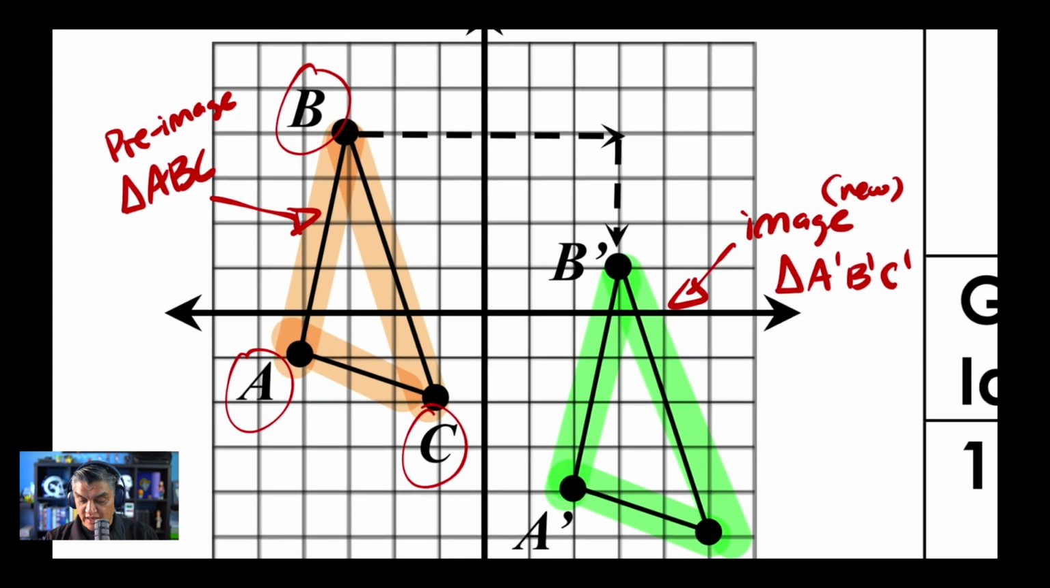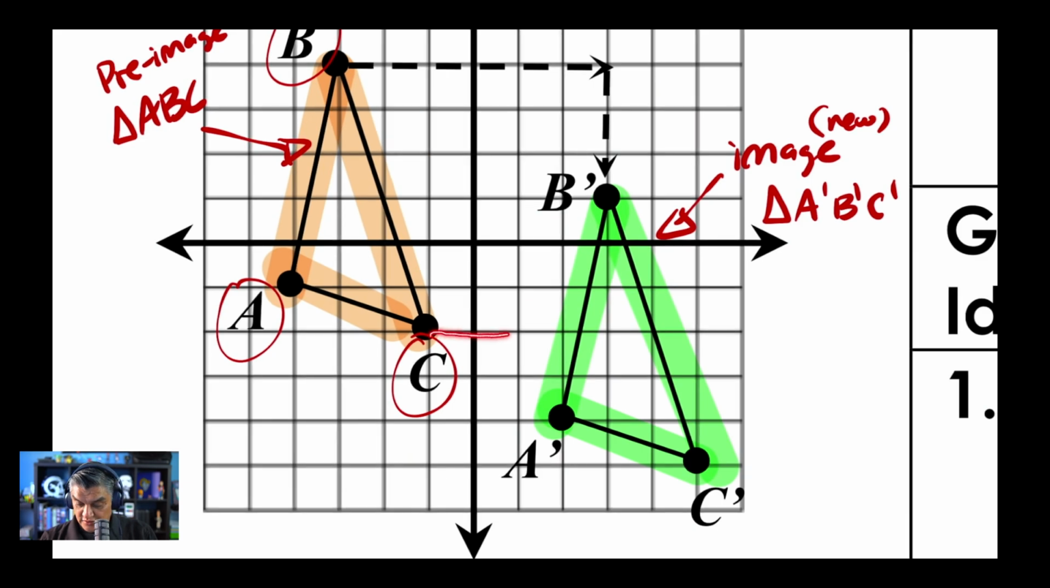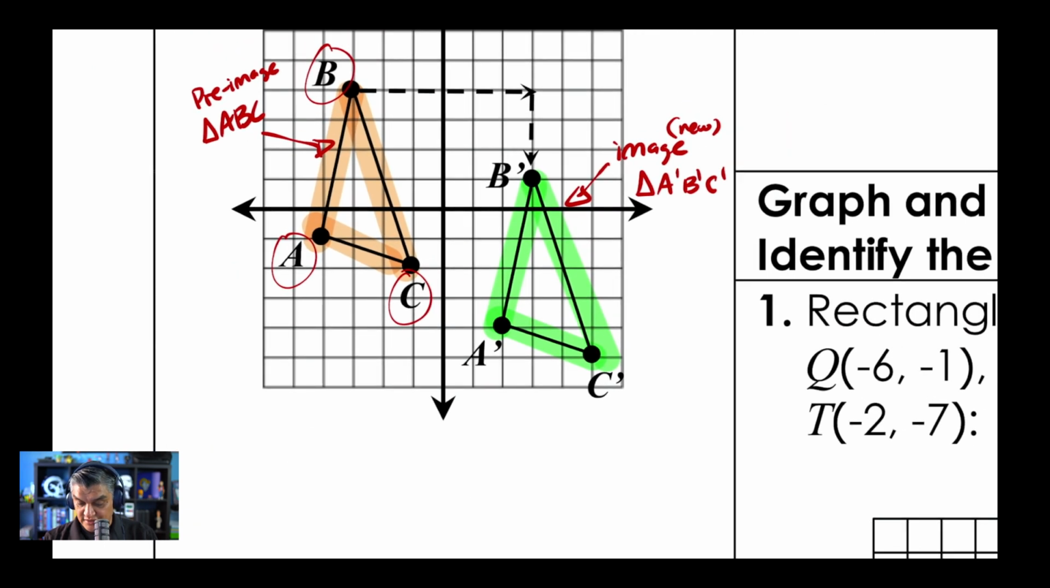Well, let's look at each point. What happened with each point? Let's look at point B because that's the one that's marked. It went over 1, 2, 3, 4, 5, 6. It went forward 6 units, and then down 1, 2, 3 units. Let's see if C did that. 1, 2, 3, 4, 5, 6, and then down 3 units. Yep. Now let's check for A. 1, 2, 3, 4, 5, 6 units, and then 1, 2, 3 units. Yep.